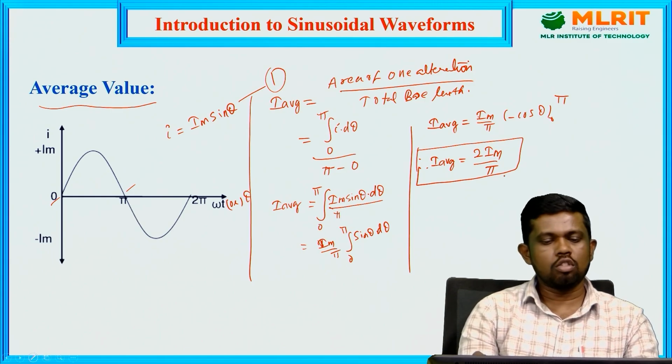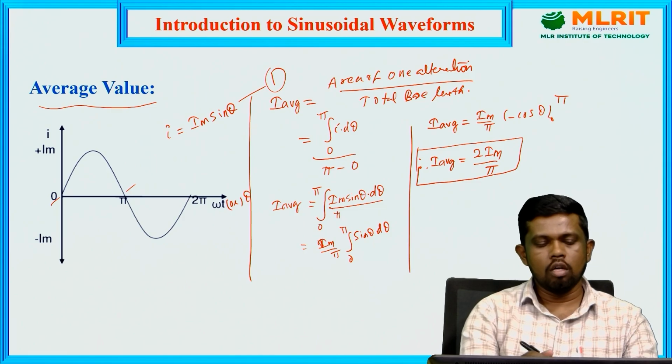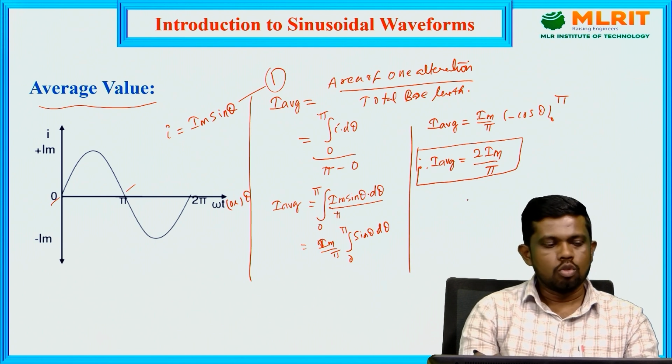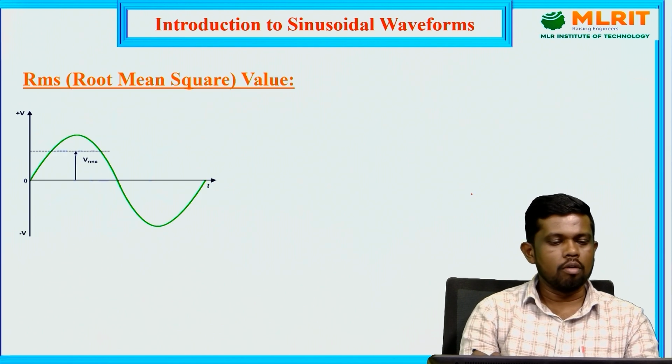Because it is also a symmetrical waveform, if you get the average value of the pulsating DC, that is a rectified DC, we do the same analysis. For that also we get the same average value, 2 times Im upon pi. So this is the average value of the sinusoidal waveform.